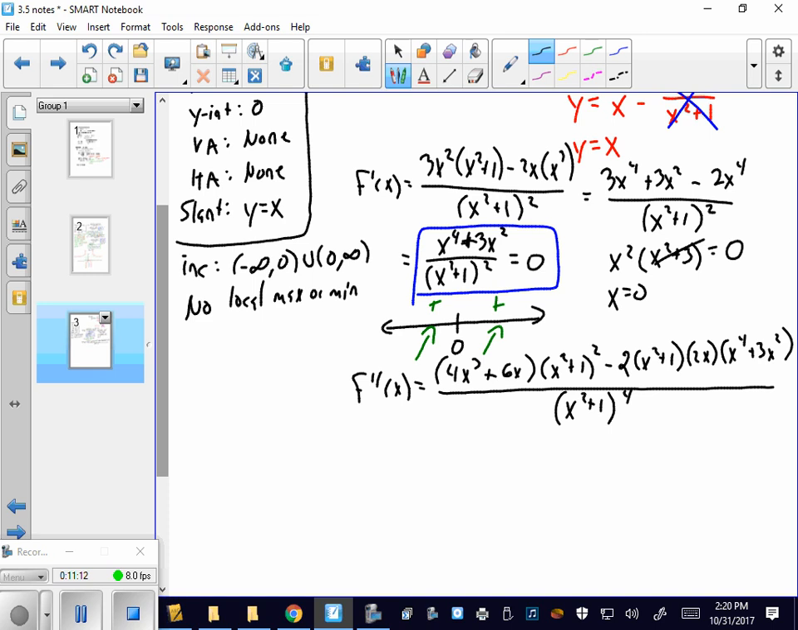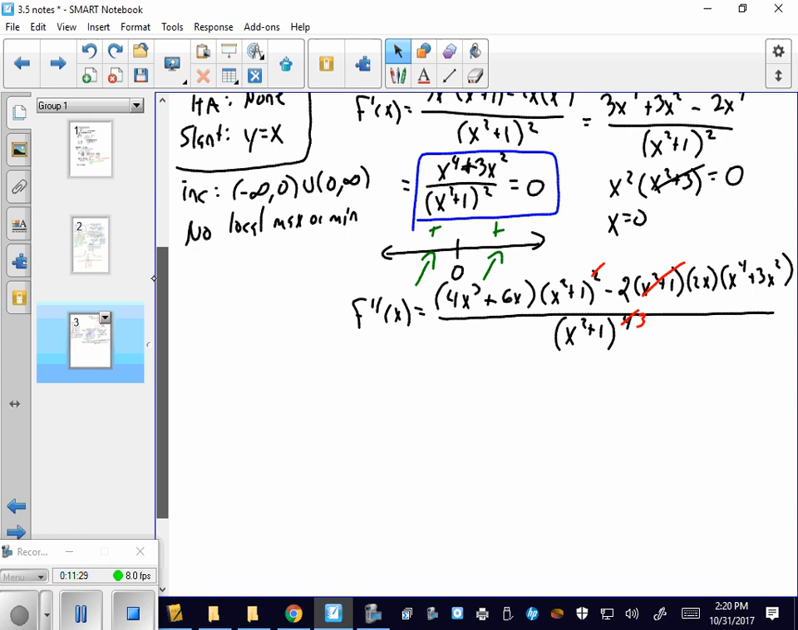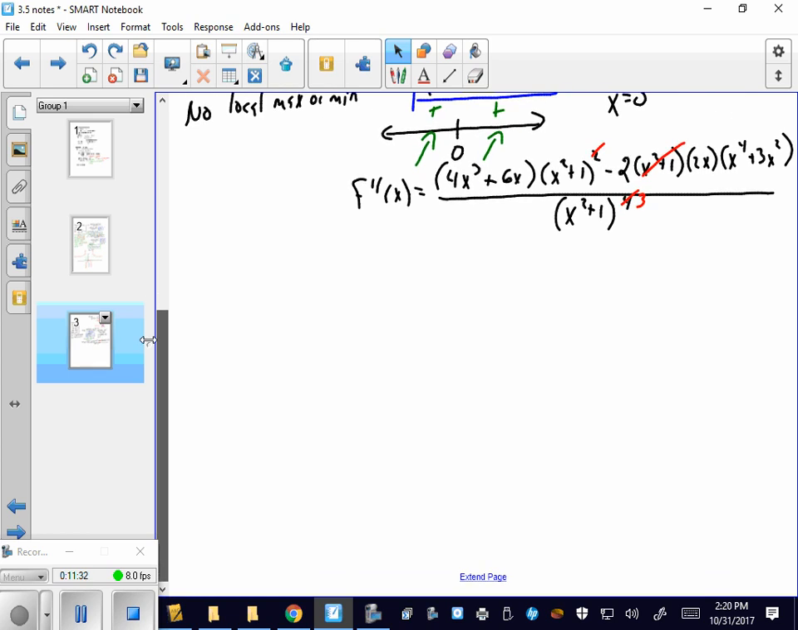Whew, what a mess. But again, just like we did before, we actually have x squared plus 1 in common in everything. So I can get rid of that one, get rid of one of those, which is going to give me a 3 there. Still going to have to FOIL, it looks like, on the numerator here in order to simplify. All right, so let's go ahead and do it. It's not the worst. So foiling these two.